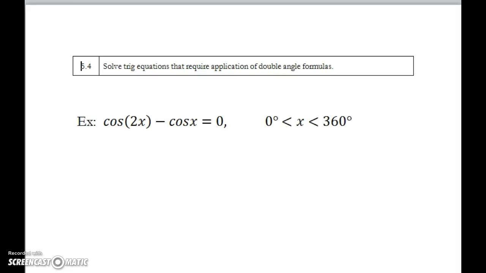Standard 5.4, solve trig equations that require application of double angle formulas. So let's take a look at our first example. Cosine 2x minus cosine x equals 0.